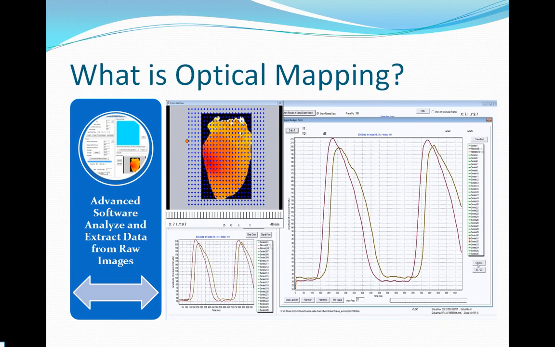After excitation, the camera collects emission light from the tissue, and advanced software processes each pixel or each superpixel, and then extracts data from them. Here we can see two curves for two points, and we can see the conduction delay of the two curves.